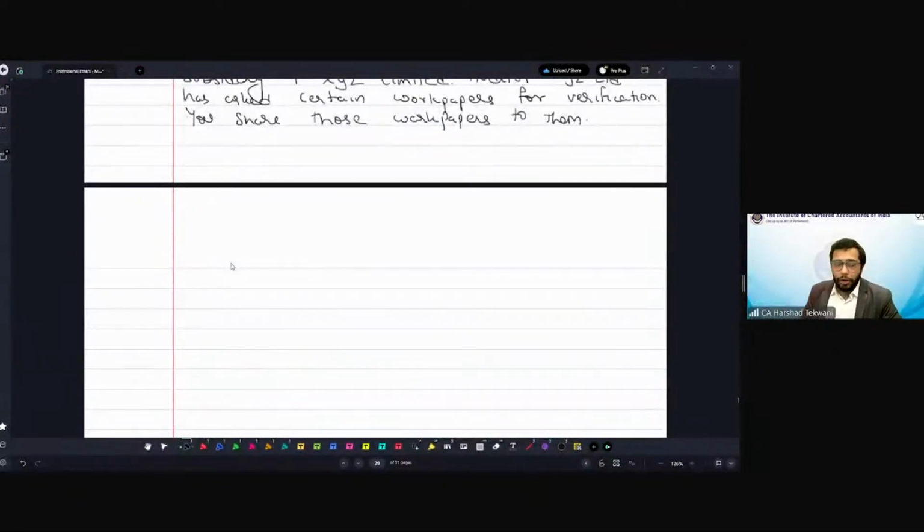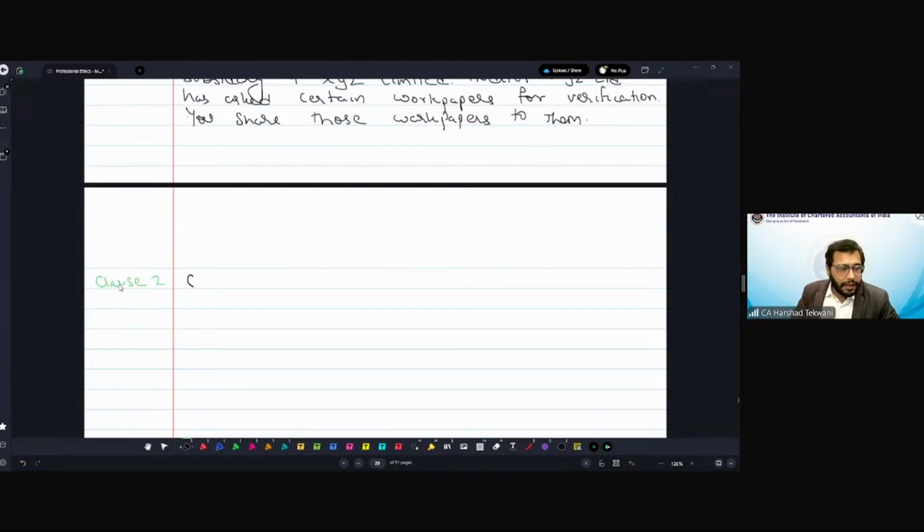Now let's go for clause 2. Clause 2 talks about a member who certifies or submits, in his name or in the name of his firm, a report on the examination of financial statements unless that examination is done by him, or by his partner, or by an employee. So remember, I talked about the specified person.